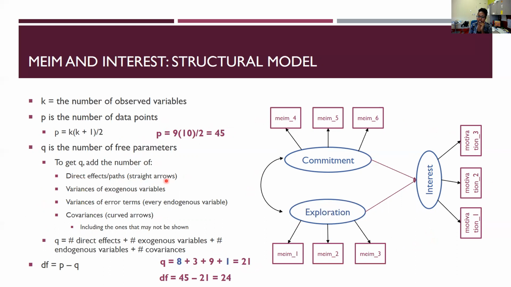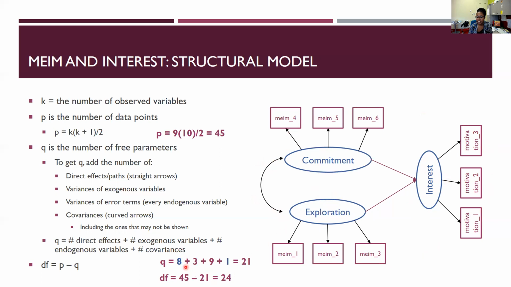Because now, when we count our direct effects, we have these 6 on the indicators, but then now we have 2 more direct effects. So that gives us 8 direct effects. We should have 2 exogenous variables here. And now we have 10 endogenous variables. So we have two exogenous variables, commitment and expiration, 10 endogenous variables, because now interest is an endogenous variable. And then we have 1 covariance.